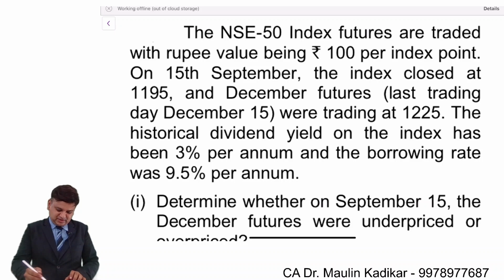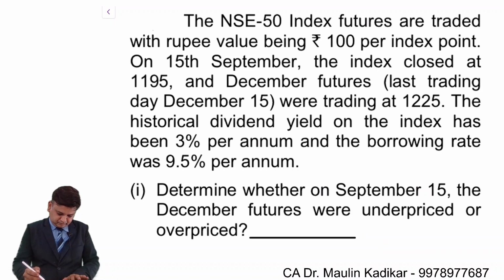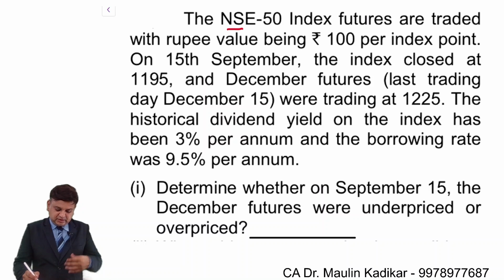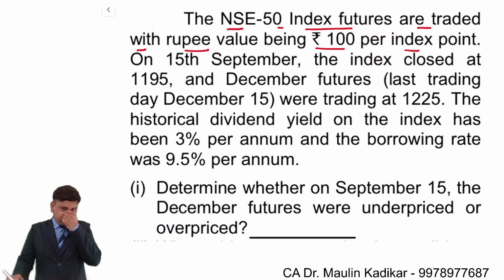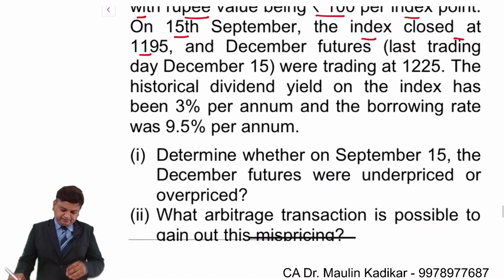Let us see the next question. The National Stock Exchange NSE-50 Index futures are traded with a rupee value being rupees 100 per index point. In simple language, it is a kind of lot size. On 15th of September, the index closed at 1195. So 15th of September is the date on which the index closed at this value.